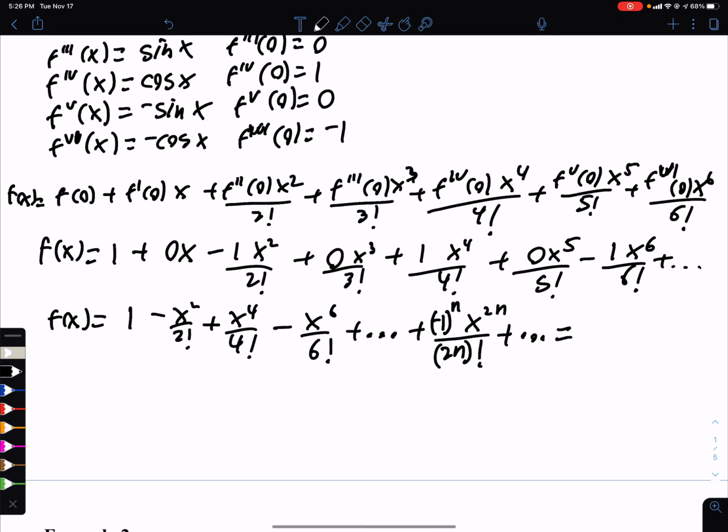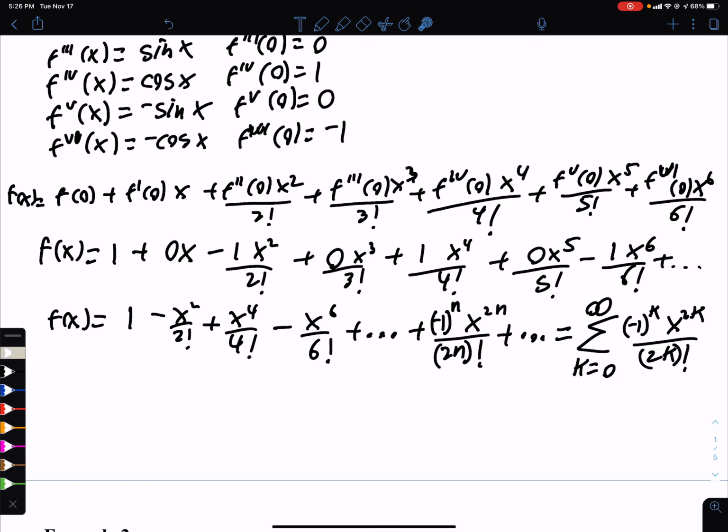And then in summation notation, k equals 0 to infinity, it's going to be negative 1 to the k, x to the 2k over 2k factorial. And to double check, just plug in your 0, and you should get the first term. Plug in 1, you should get the second term, and I think we're good.